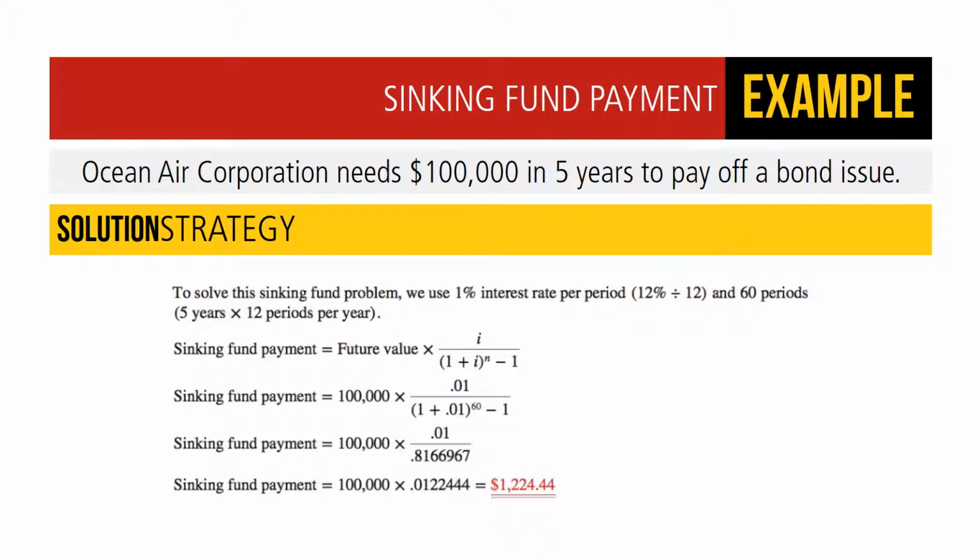financial obligation? To solve the sinking fund problem, we use 1% interest rate per period, 12% divided by 12, and 60 periods, 5 years times 12 periods per year. Our sinking fund payment is equal to the future value times I over 1 plus I to the nth degree minus 1. So, we take our $100,000 times 0.01 over 1 plus 0.01 to the 60th degree minus 1. That gives us $100,000 times 0.01 over 0.8166967. This ultimately gets us to $1,224.44.